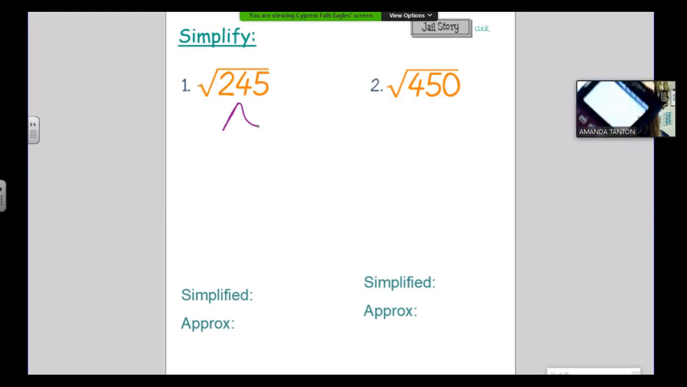245 divided by 5. You're welcome to put it in your calculator. There's no shame. Okay, so 49 times 5.